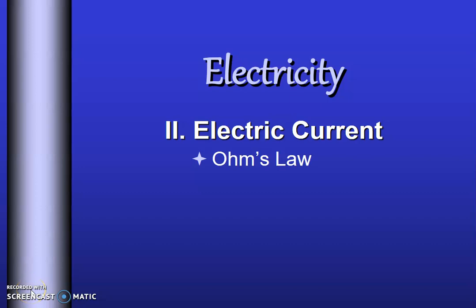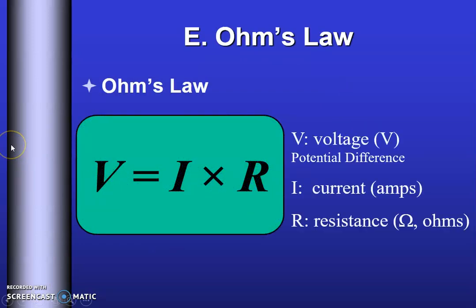Now that you have learned all about electricity and circuits, we are now going to learn how to do some electric calculations. So we are going to start with Ohm's Law. Here is your equation for Ohm's Law. V equals I times R. So go ahead and add this to your equation sheet that we have been building throughout the semester.